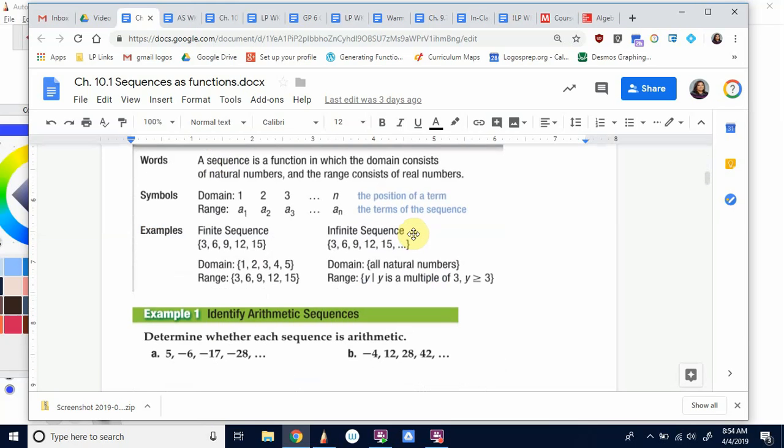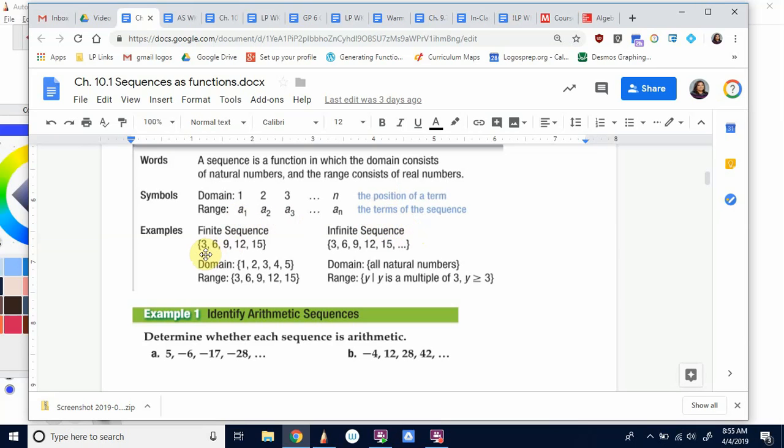Now, let's look at a sequence as a function. A sequence is a function in which the domain consists of natural numbers and the range consists of real numbers. So all the x's, the domain, the independent values, are natural numbers, another name for which is counting numbers: 1, 2, 3, and so on. The range consists of real numbers. So the domain is the position of the term, and the range is the actual term of the sequence.